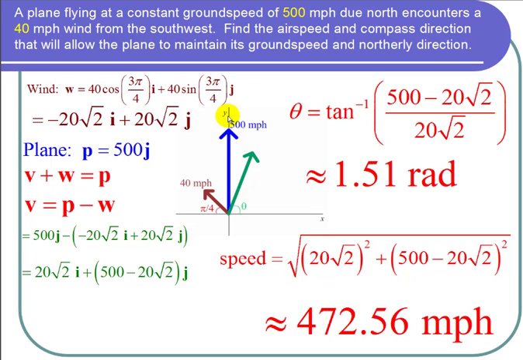So I can conclude, in order to maintain a ground speed in the northerly direction at 500 miles per hour, the airplane needs to travel with an airspeed of 472.56 miles per hour and have a direction of about 1.51 radians from the x-axis. And I'm done with the problem.